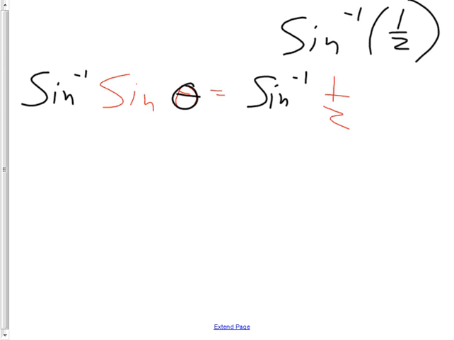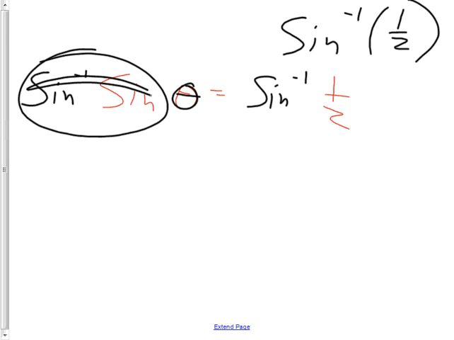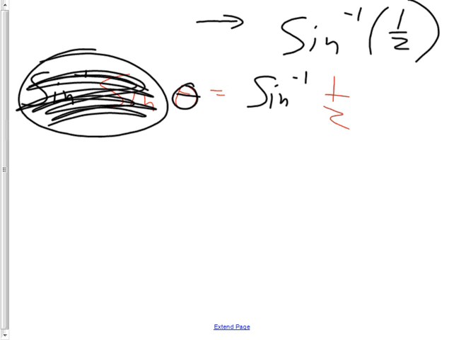And what happens to inverse sine and sine when they touch each other? Poof, gone. Look what I have. Same thing that I started with, see? So that's where these problems come from: they're trying to take theta and get it alone.